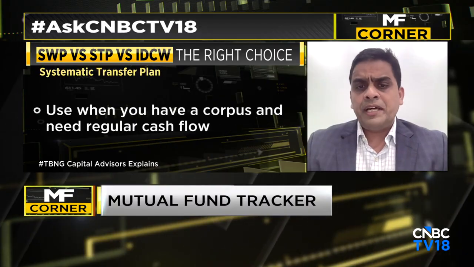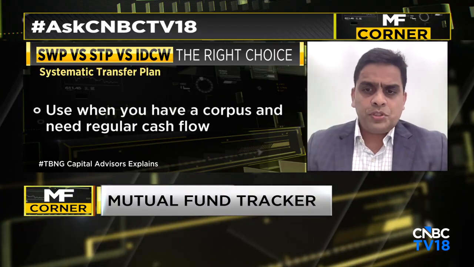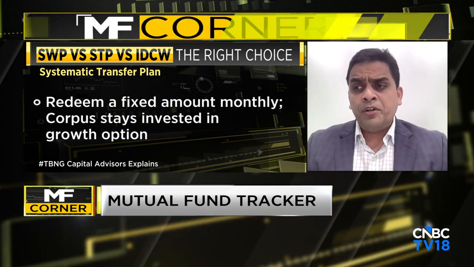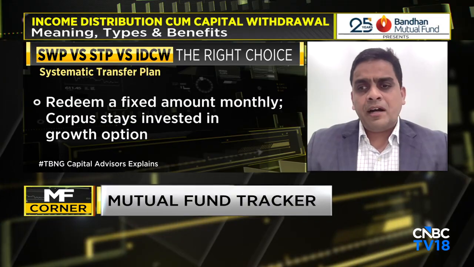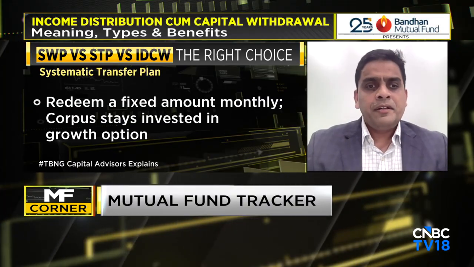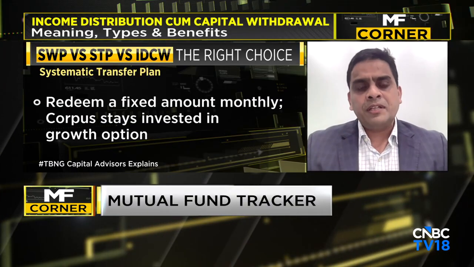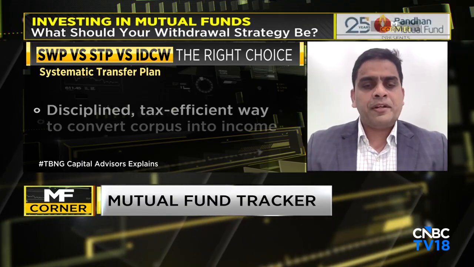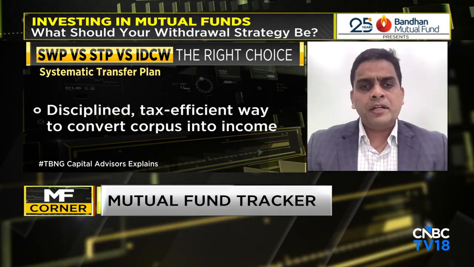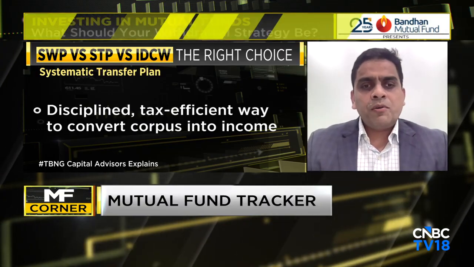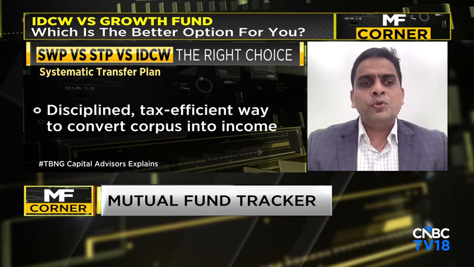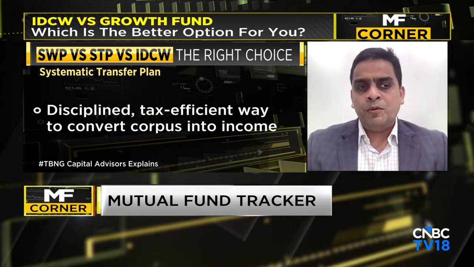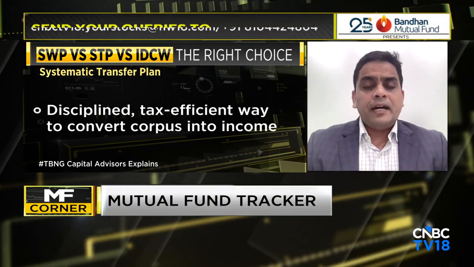SWP, according to me, is one of the most disciplined ways to convert a corpus into income, and according to me, it's a behavior hack. Like how SIP has helped in ensuring every month savings are going and ensures that market volatility doesn't impact your contribution into the markets, in the same way, when you require money to come out, the withdrawals are behaviorally completely managed through a SWP option. So it's a great option.